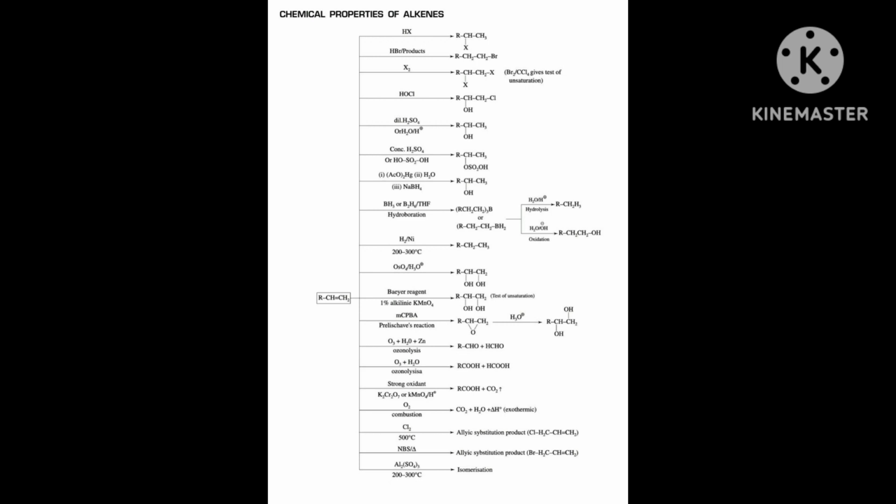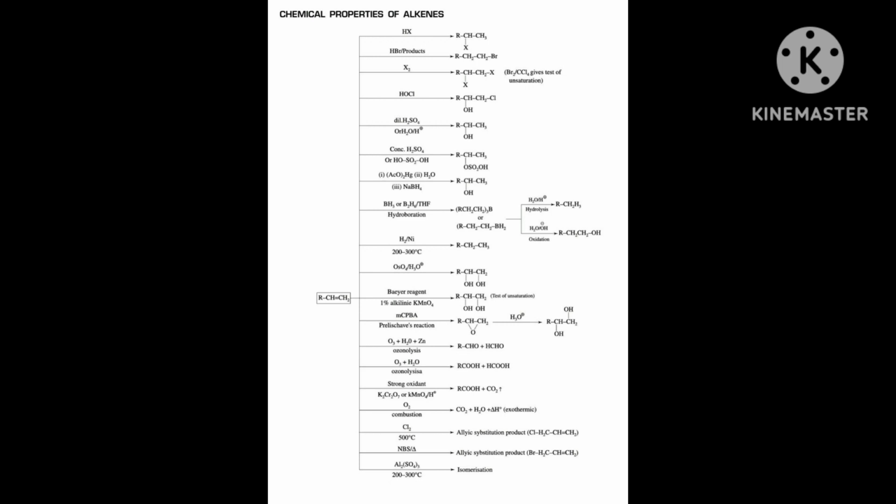Since a water molecule is eliminated from the alcohol molecule in the presence of an acid, this reaction is known as acidic dehydration of alcohol, because the water molecule goes out in the presence of concentrated H2SO4 acid. That's why it is called acidic dehydration of alcohols. This reaction is also an example of a beta elimination reaction. Beta elimination: alpha, beta, like a B, you are writing a beta.